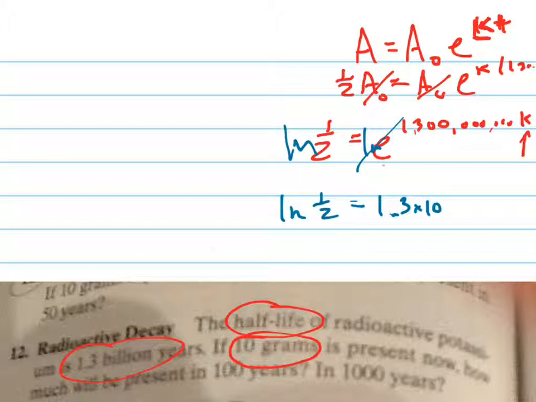1.3 billion would be 1.3 times 10 to the 9th. Now I'm changing it to scientific notation. Sorry, I'm teaching you a little bit of everything in here. And now we solve for K by dividing both sides.